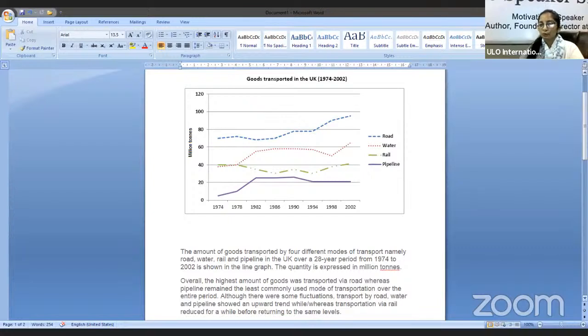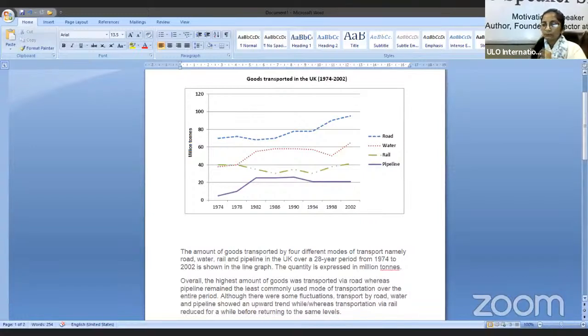So this is our overall, in which we have discussed the highest amount and the least amount and the trends, that upward trend is there, downward trend is there. We have discussed all this in the overall. Now we will start our task.